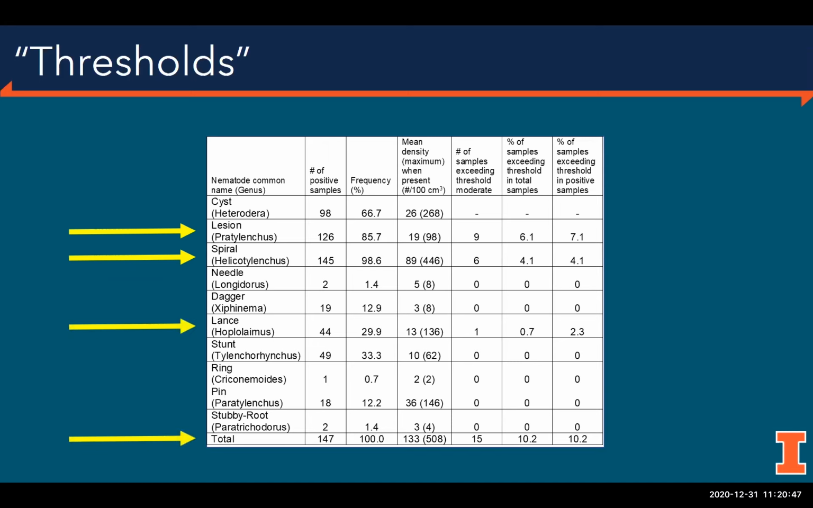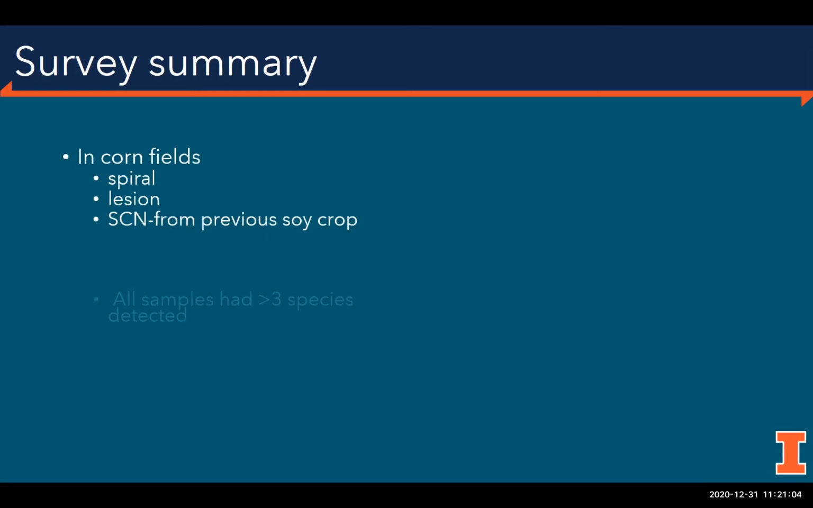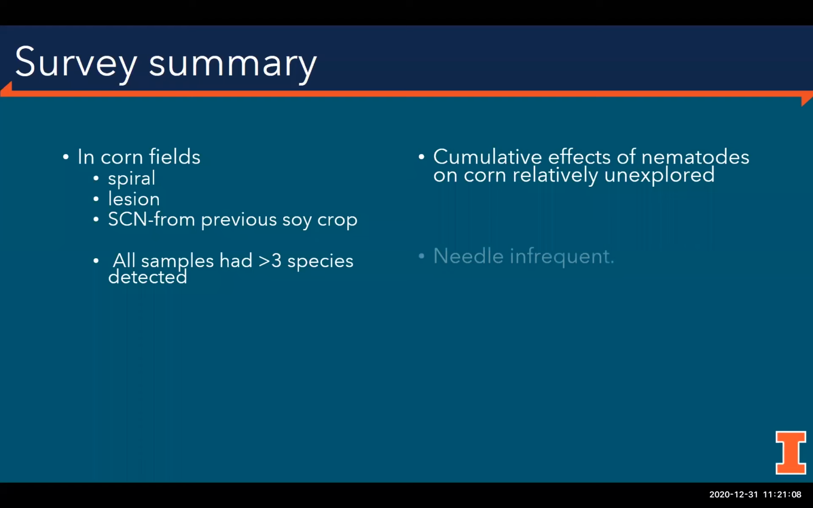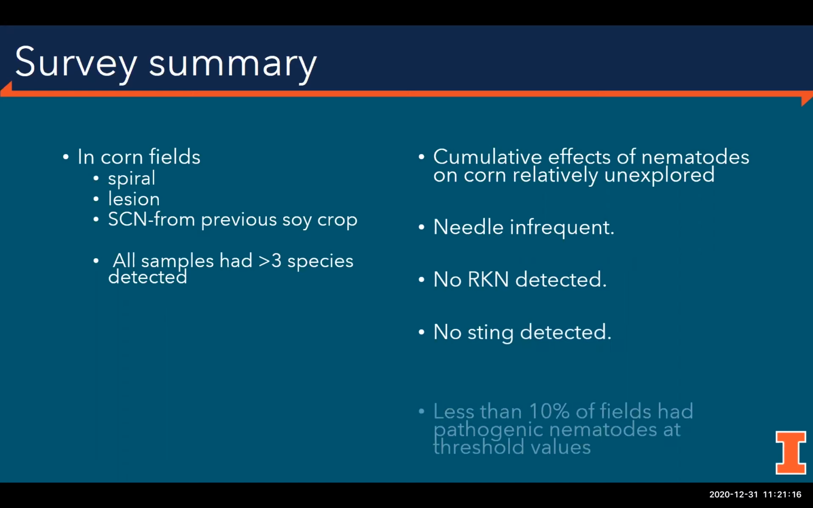And I'm just pointing out that there's a couple other nematodes here that we have some that are exceeding thresholds, but very few. And our overall is about 10% of the fields we sampled. Okay. So spiral lesion SCN, 3 or more in all samples. We don't know the cumulative effects. Didn't see many needles, but again, it's a limited survey. Same with root knot nematode and sting.